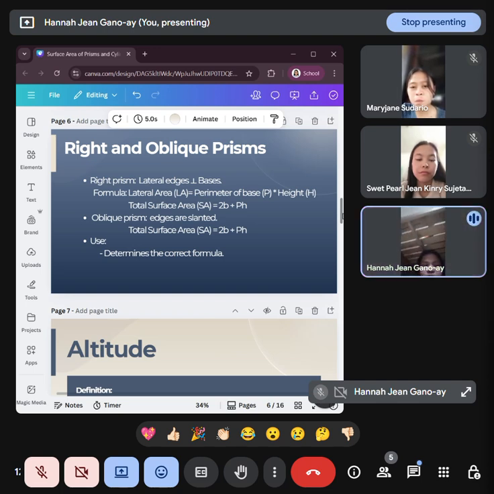Now, the right and oblique prism. Prisms come in two main forms, right and oblique. A right prism has lateral edges that stand straight up, perpendicular from the bases. This makes the side faces perfect rectangles and makes the calculation easier.